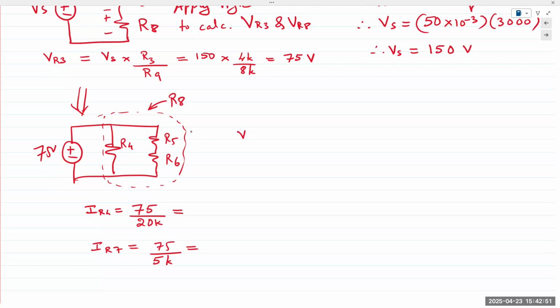And then VR5 is equal to 75 times R5 divided by R7. And VR6, again from voltage division, is 75 times R6 divided by R7.